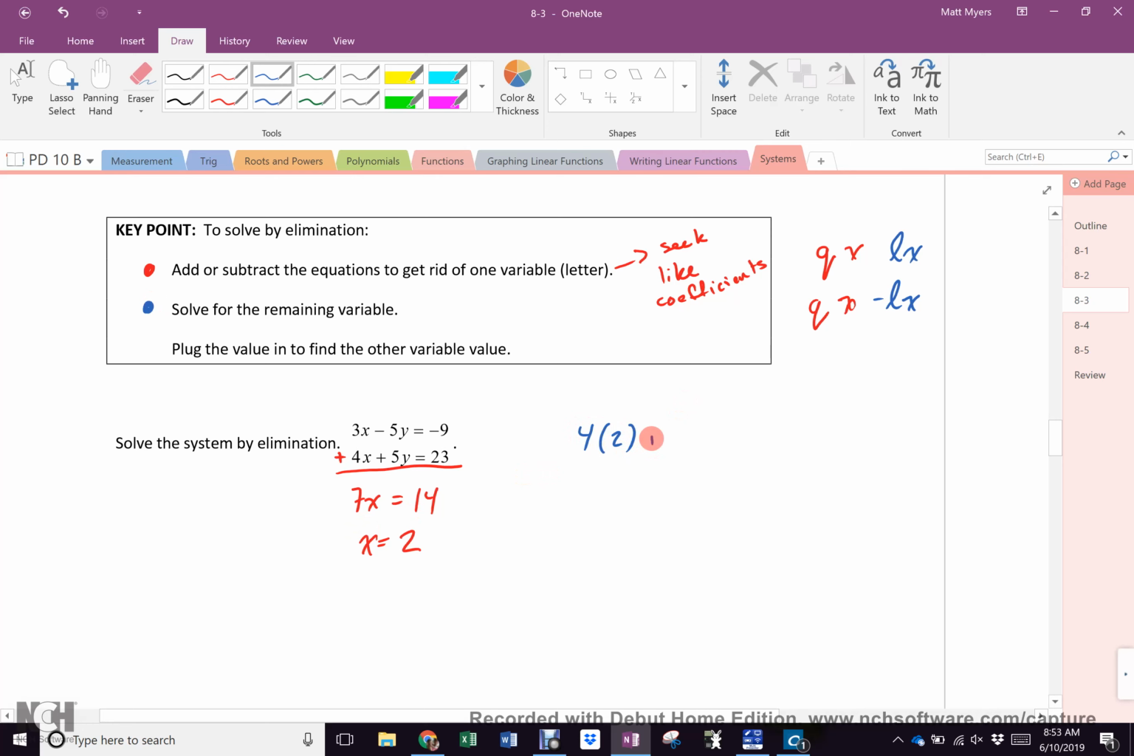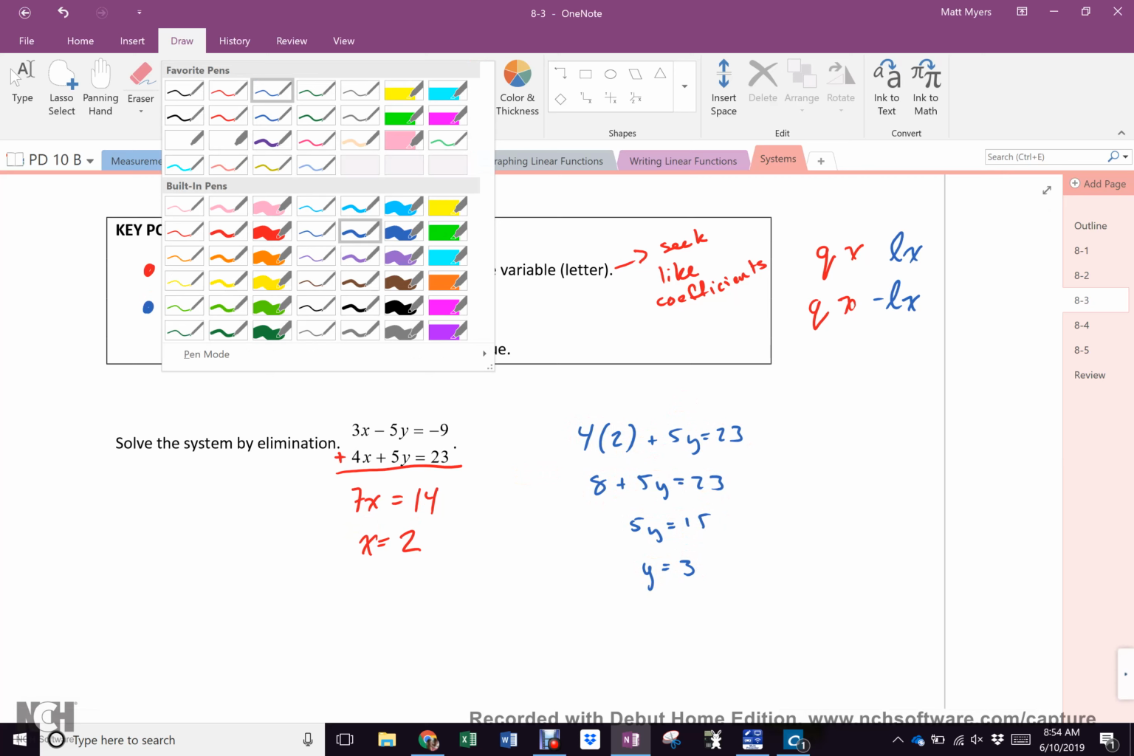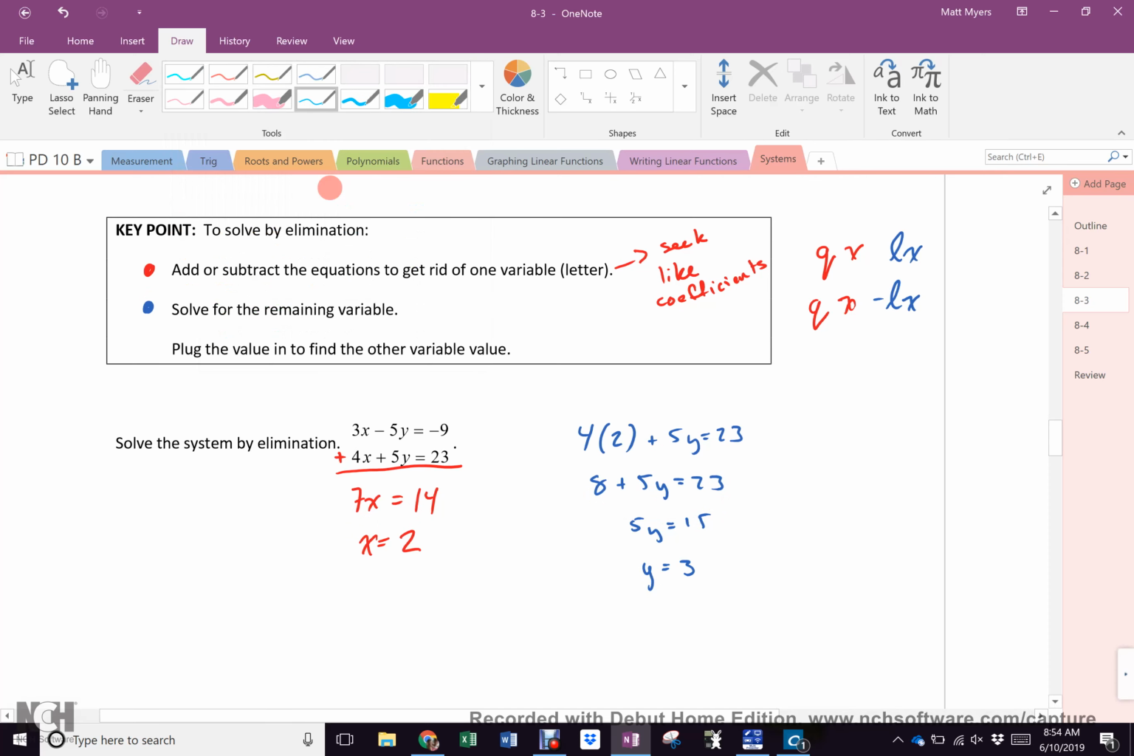4 times 2 plus 5y equals 23. 8 plus 5y equals 23. 5y equals 15. Y equals 3. Now, I will change shades of blue, and I'll do the top one because that's what Jess wanted to do. 3 times 2 minus 5y equals negative 9. 6 minus 5y equals negative 9. Negative 5y equals negative 15. Y equals 3. Does it matter? No.